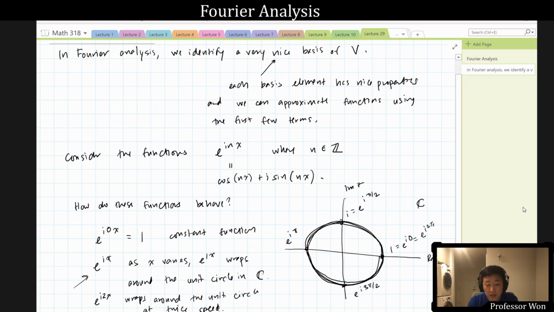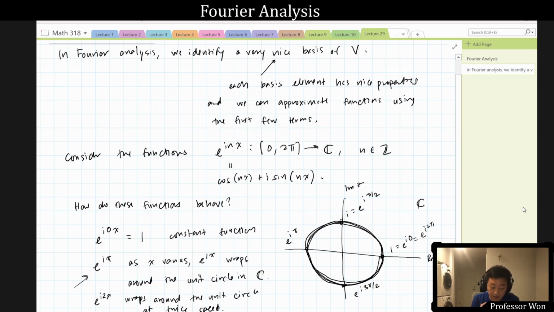So all of these functions, e to the i n x, do this thing just at various speeds. And of course, if you put in a negative, then as x increases, you're going clockwise around the circle rather than counterclockwise around the circle. Okay, so these are very, very simple functions, right? Maybe I should have specified that these are functions. We only took it from 0 to 2 pi, I guess, in my introduction.